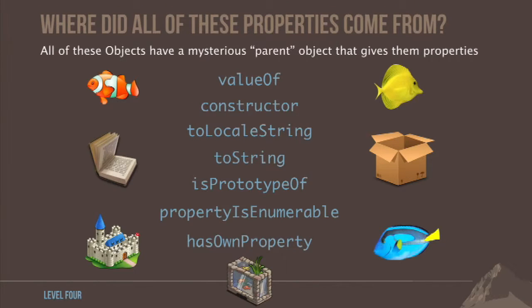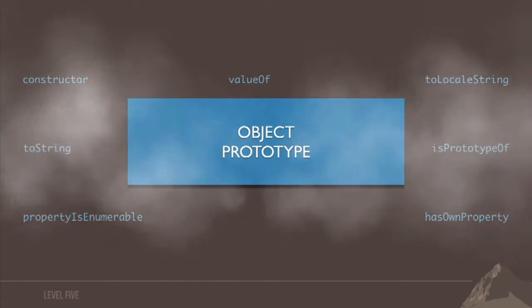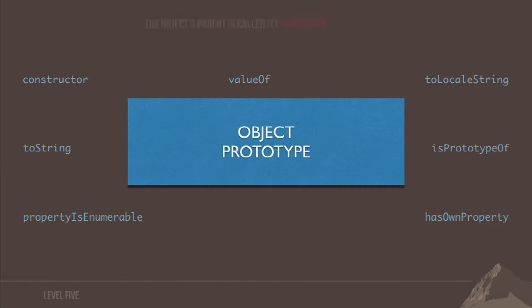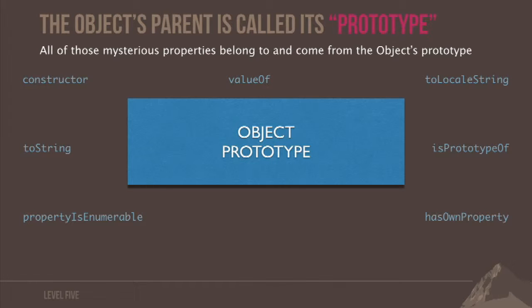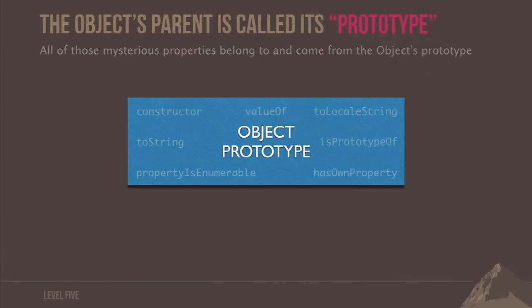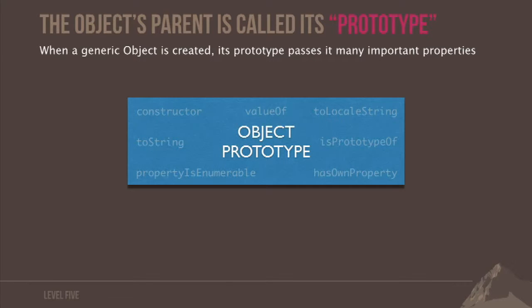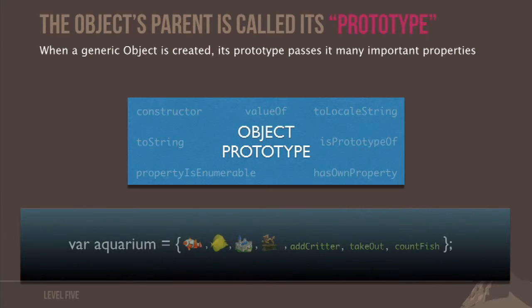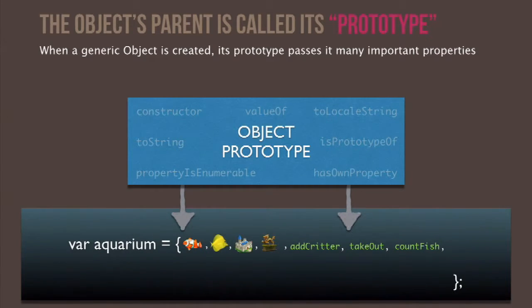All these objects have a mysterious parent object that gives them some extra properties. We want to remove that mystery for you. An object's parent is called its prototype, and all of these methods that you see come from something called the object prototype. When a generic object is created, its prototype is going to pass it many important properties. So when we made that aquarium object before and put a whole bunch of stuff in it, the object prototype passed it tons of extra properties.